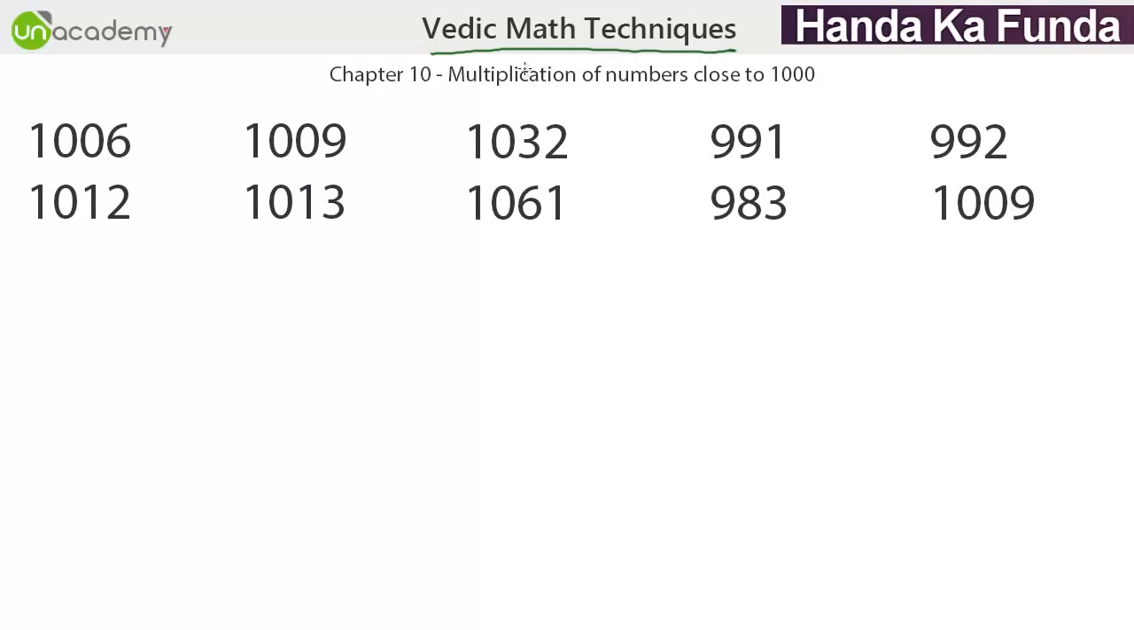In this particular series of videos, we look at various tips and tricks, some techniques which at the end of the day can make your calculations faster. This is chapter 10 in the series, and in this particular video, we are going to look at how to multiply numbers which are close to 1000, and we learn how to do this in a faster, efficient way.